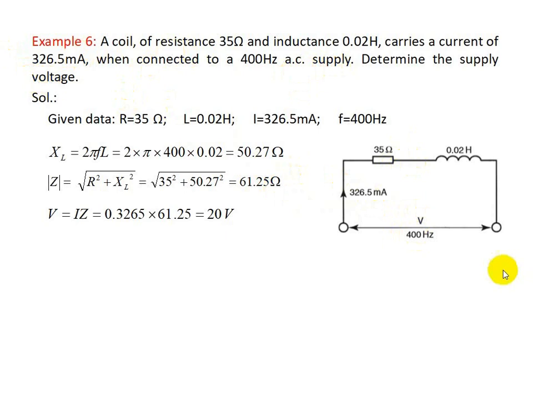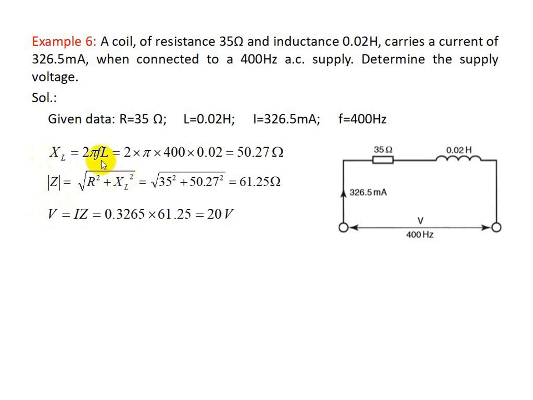So how will you find out the supply voltage? Supply voltage is given by the formula I into Z. So if you know the impedance, you can calculate this voltage. But we have to calculate the impedance. If you want to calculate the impedance, we have to know R and XL. R is given in the problem, but XL we have to find out.